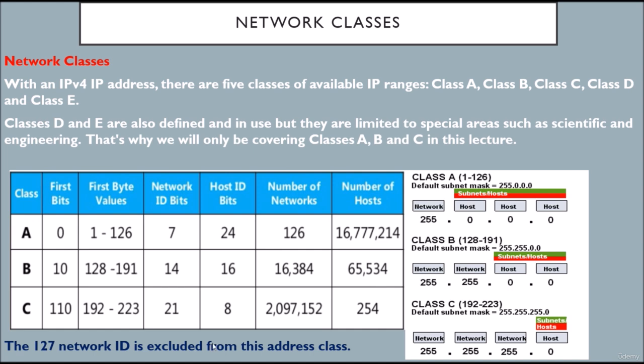If you look at this diagram on the right hand side, it shows you the default subnet mask for Class A, Class B, and Class C. Class A default subnet mask is 255.0.0.0. For Class B, it's 255.255.0.0. And for the Class C, it's 255.255.255.0. This is the basic understanding of network classes.